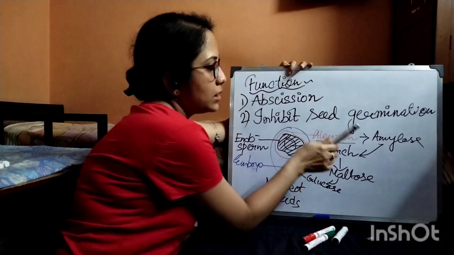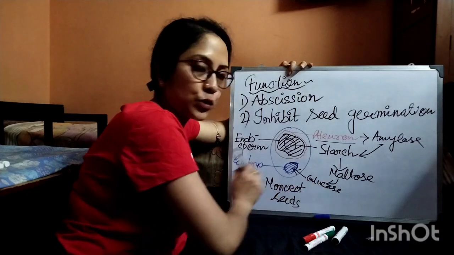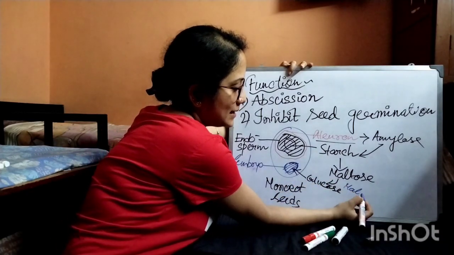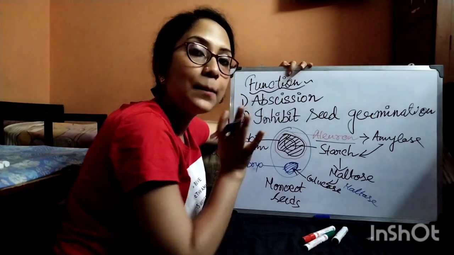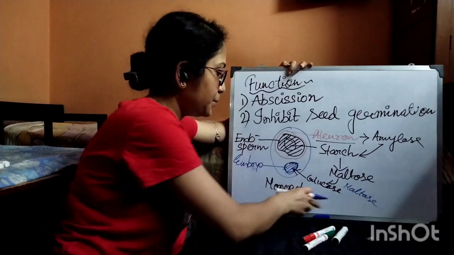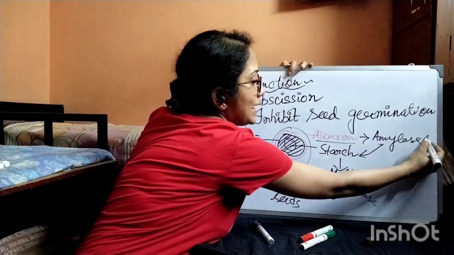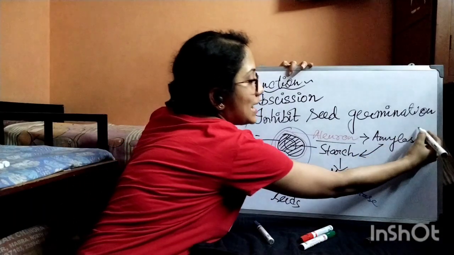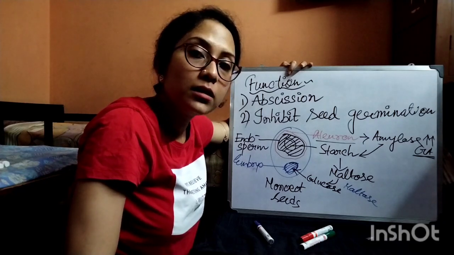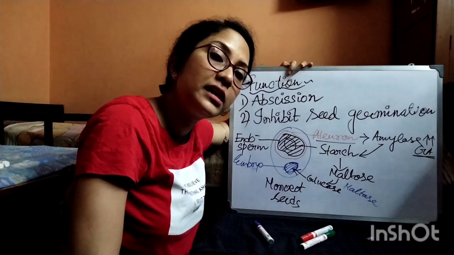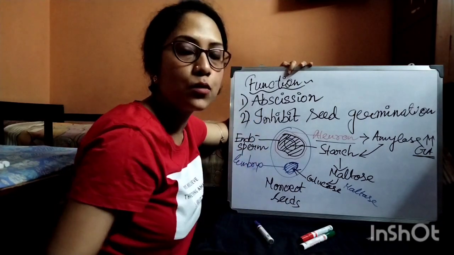So come to this point: the amylase enzyme present in the aleurone layer will break the complex carbohydrate, starch, present in the endosperm into maltose. From maltose, the enzyme maltase will convert it into glucose, the simplest form of carbohydrate, which is the primary source of nutrition for the developing embryo. And what is the function of gibberellic acid here? Gibberellic acid, or gibberellin, will enhance the activity of the amylase enzyme, which is already present in the aleurone layer. So this is the process by which seeds get germinated.